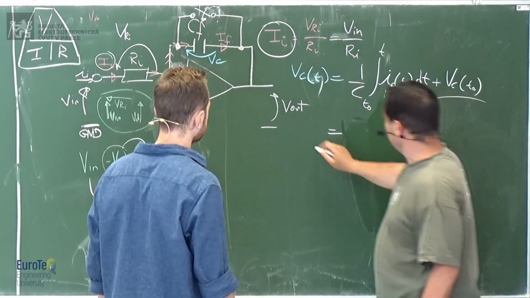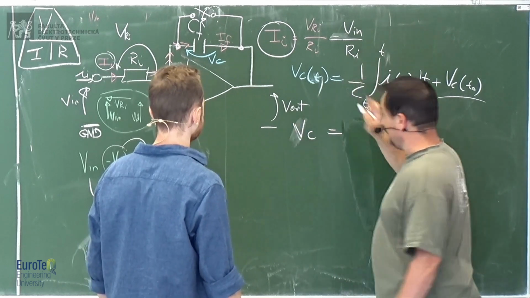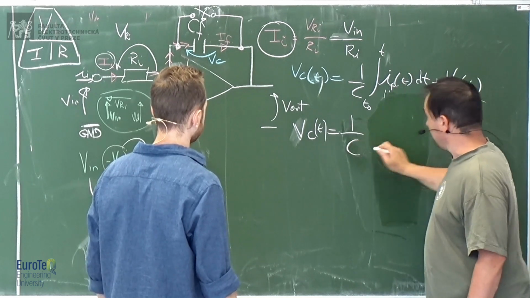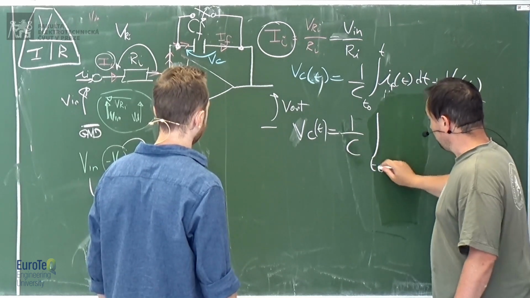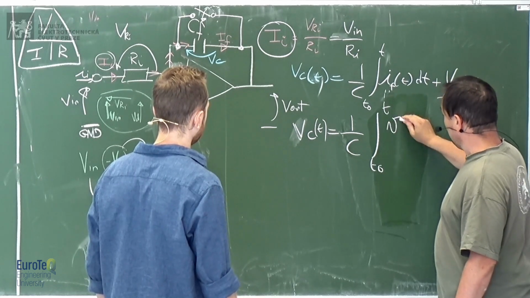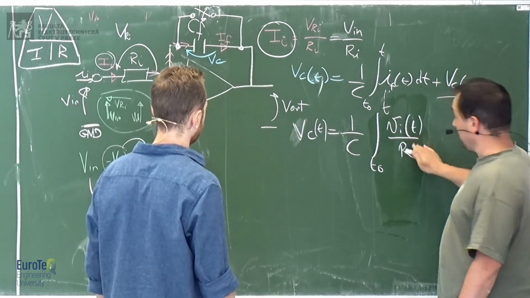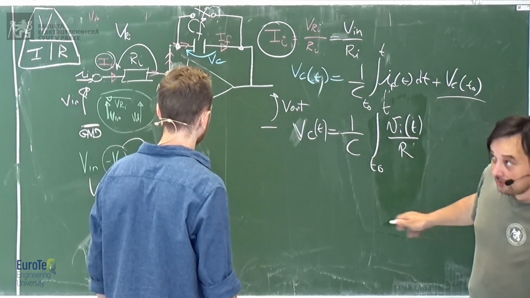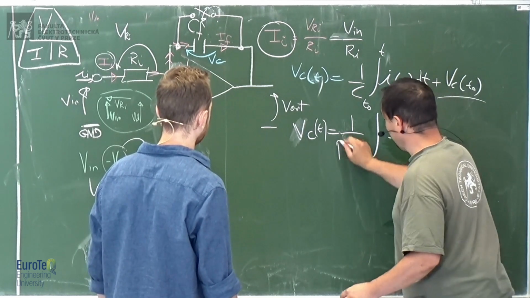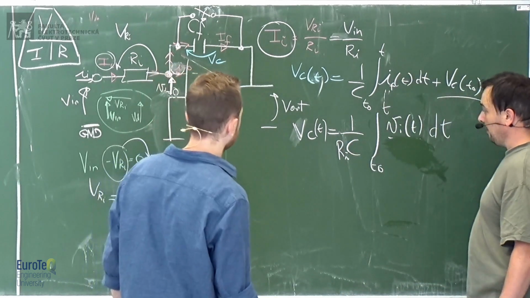This is VC. It's still the voltage on the capacitor, which is 1 over C, the integral from T0 to T of V in, the input voltage, over R. R is a constant, so as a matter of fact we can take it out. We get 1 over RC, dt, okay?